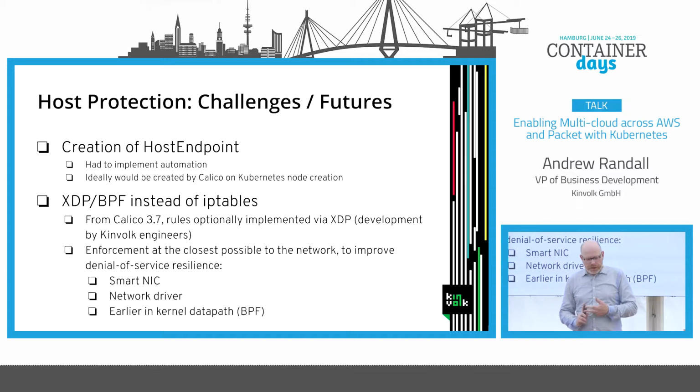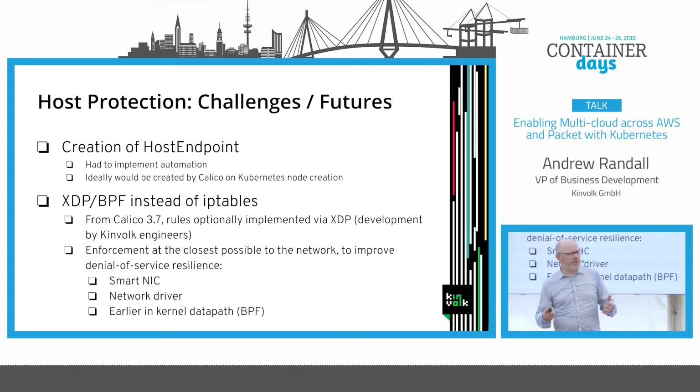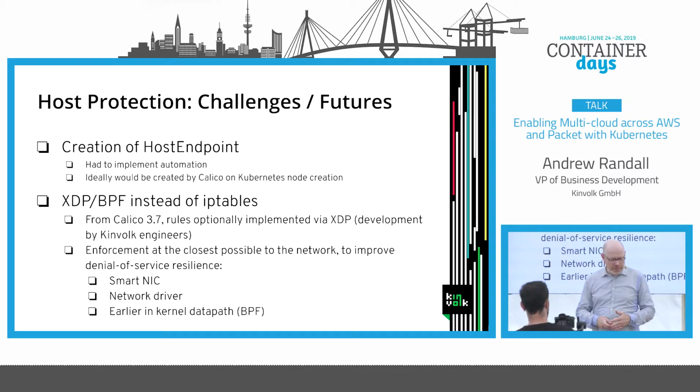There are a couple of future things that we'd like to improve with the host protection capabilities in Calico. The first is there's a little bit of manual work you have to do to actually create the record for the node in the Calico data model. It'd be great if that could just be made automatic from the Kubernetes control plane, so that when you create a new Kubernetes node, it creates a new host endpoint. We've automated our way around that, implemented that, but it's certainly a suggestion that we've made to my former colleagues at Tigera working on Calico.